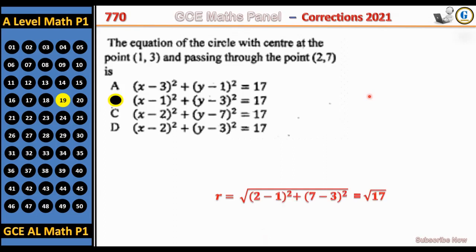So our r is equal to root 17, and when we square this, we will have 17. So we have x minus 1 squared plus y minus 3 squared is equal to 17. We have removed all the roots. So our key here is B.